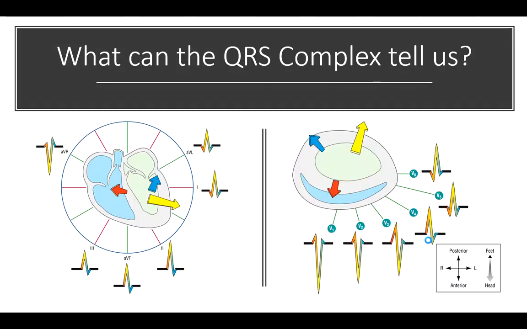So what can the QRS complex tell us? Well, the QRS complex says a lot. If we look at it from our limb leads, here's lead 2, so anything traveling in this direction is going to be upward reflected in limb lead 2. If it's traveling away from it, then it's going to be negatively reflected in lead 2. The precordial leads surround the heart, giving us an aspect of the transverse plane.